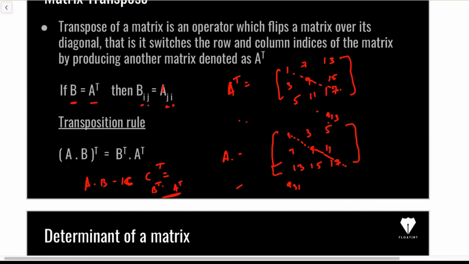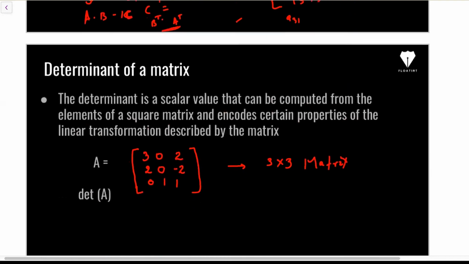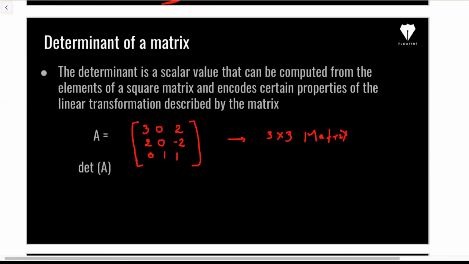So what it means is, whether you first multiply A and B and then transpose, or you first transpose B, then transpose A, and then multiply, the result will be the same. All right. Okay, so now the next thing is the determinant of a matrix. How do we calculate the determinant?